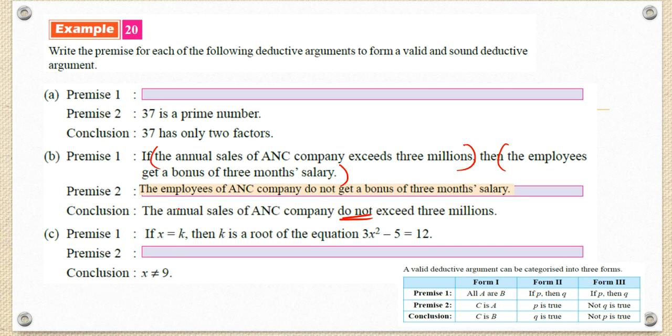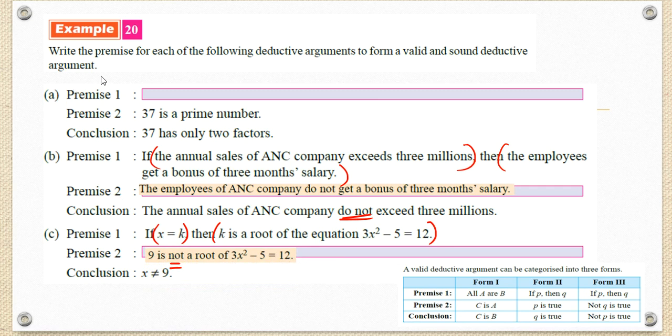Okay, if x equals to k, then k is a root of the quadratic equation. Or not quadratic, it is an equation of this. Conclusion, x is not equals to 9. This is from where? From P or Q? It's from your P, right? So it's a not P, right? Because they say not equal to 9 and it's specific. They give you the k as 9, it is specific now. So how do you write your premise 2? 9 is not a root of the equation 3x squared minus 5 equals to 12. Right? You add a not here. This is also argument form 3.